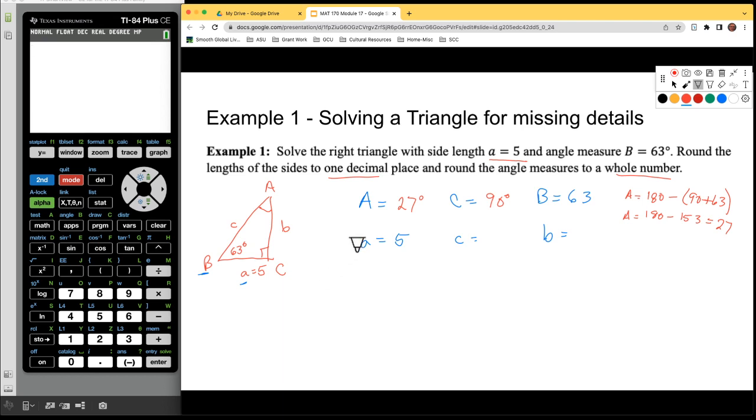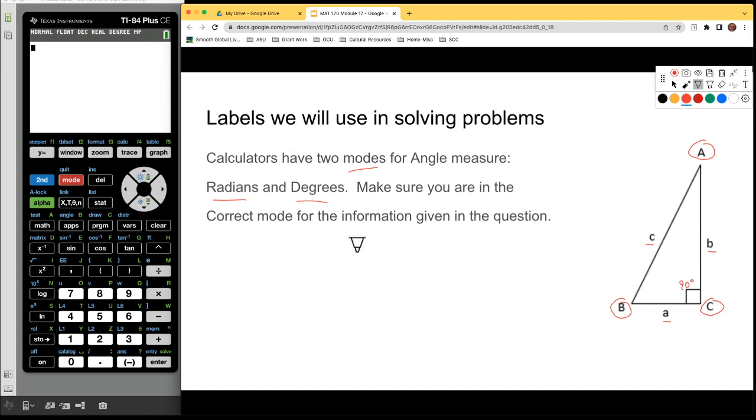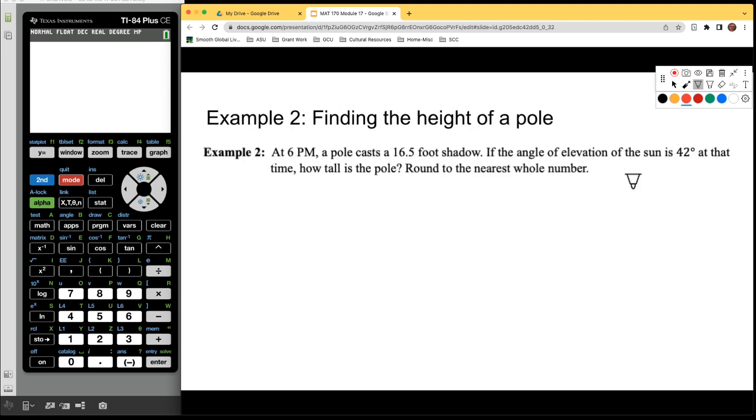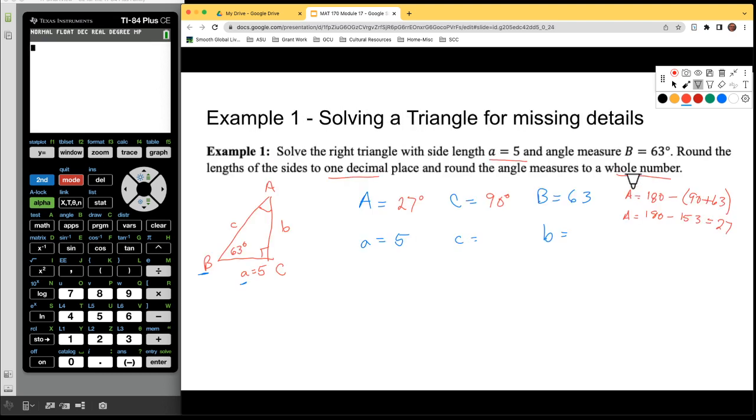If we back up quite a ways, here we go, something that has the adjacent and the hypotenuse will be cosine. We're kind of always using these. So we know the cosine of this angle, cosine of 63 degrees, needs to be equal to the adjacent side divided by the hypotenuse side, which is little c.